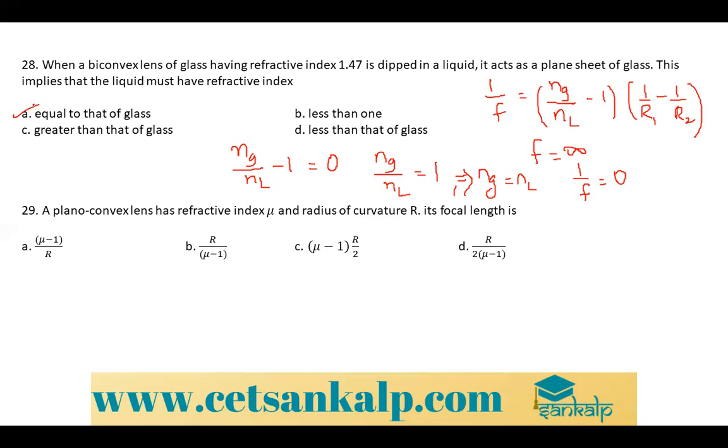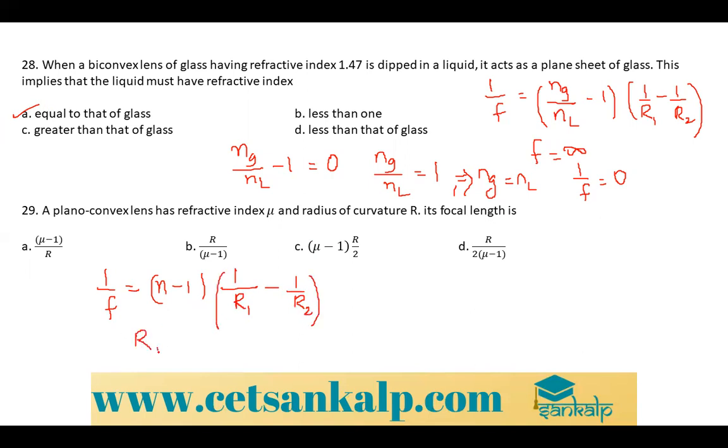A plano convex lens has refractive index mu and radius of curvature r. Its focal length is. So ಇದು ಪ್ಲೇನೋ ಕಾನ್ವೆಕ್ಸ್ ಆಗಿರೋದ್ರಿಂದ ಸೇಮ್ ಫಾರ್ಮುಲಾ ಏನು? 1 by f is equal to n minus 1 into 1 by r1 minus 1 by r2.